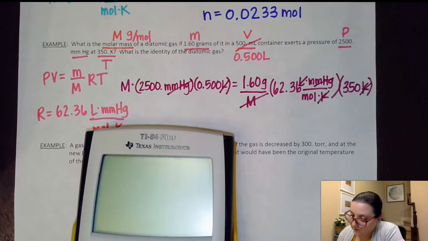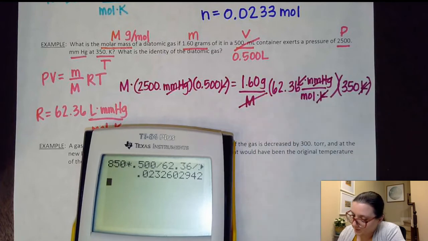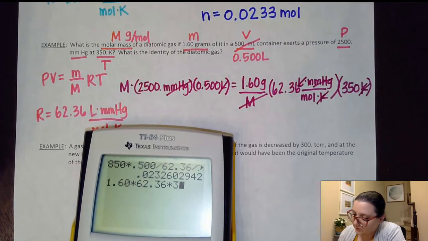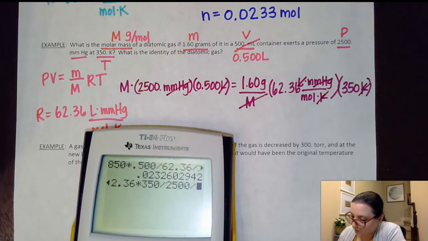So that would leave us math-wise with 1.60 times the 62.36 times the 350, and then I'm going to divide over the 2500, and I'm also going to divide over the 0.5.